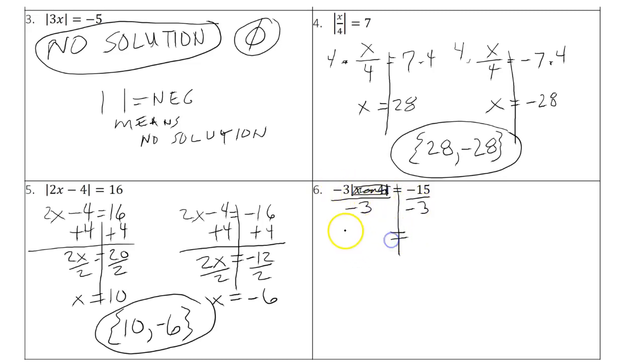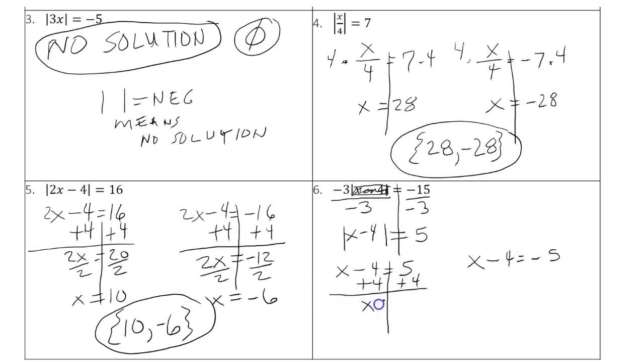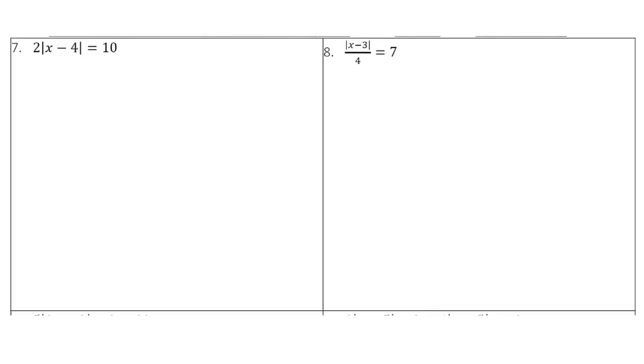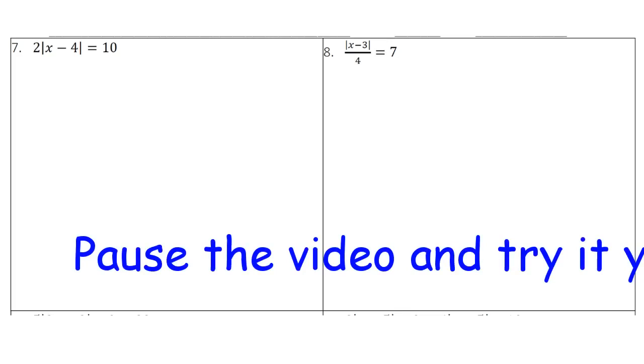We now have the absolute value of x minus 4 by itself on one side of the equation and +5 on the other side. Now write two equations. X minus 4 equals 5 and x minus 4 equals -5. Solve both equations. Our first solution is x equals 9. Our second solution is x equals -1. So our two solutions are 9 and -1. Now pause the video and try the next example yourself.